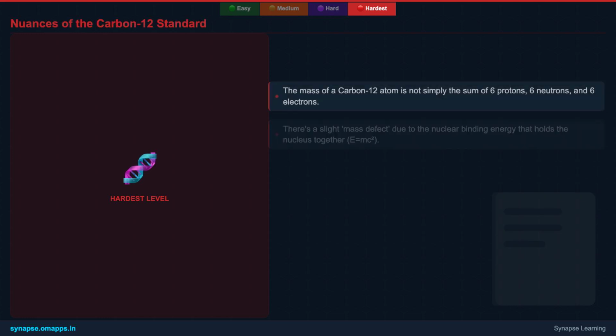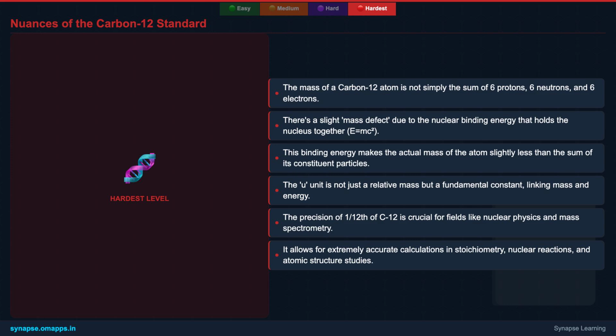When we define 1 u as 1/12th of the mass of a carbon-12 atom, it's more profound than just a relative measure. The actual mass of a carbon-12 atom is not simply the sum of the masses of its 6 protons, 6 neutrons, and 6 electrons. There's a subtle but crucial phenomenon called mass defect. This defect arises from the nuclear binding energy that holds the nucleus together.